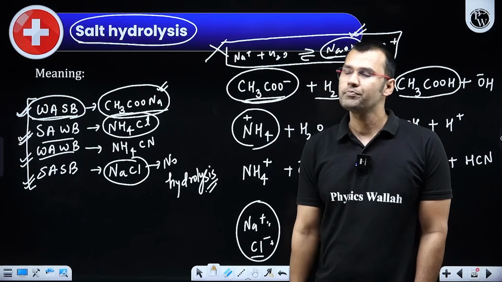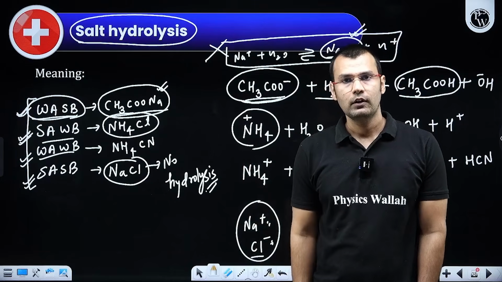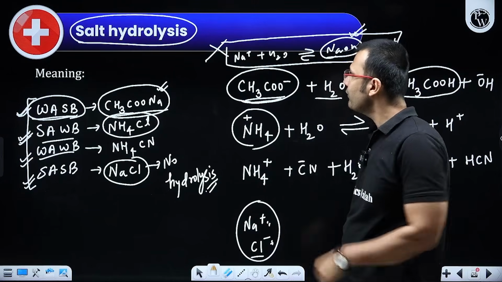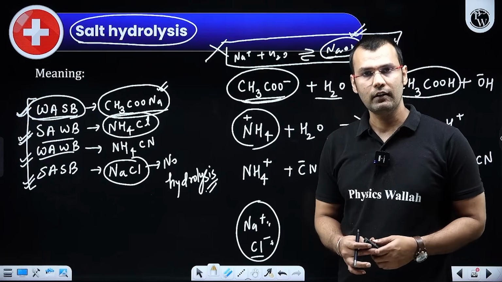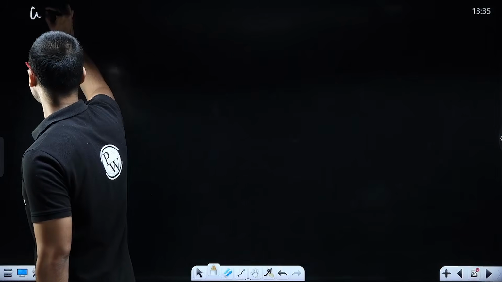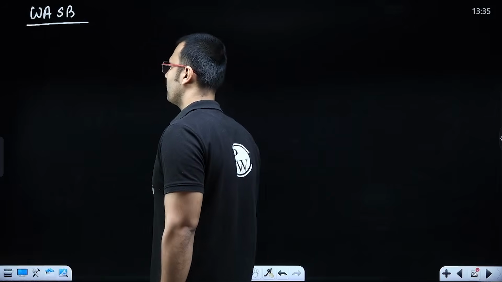Now the point is, when it comes to calculation of pH of these types of salt, pH is calculated with the help of salt hydrolysis. And that's why we talk about salt hydrolysis here. Like, if I give you an example of the first one, suppose I have a salt of weak acid and strong base.